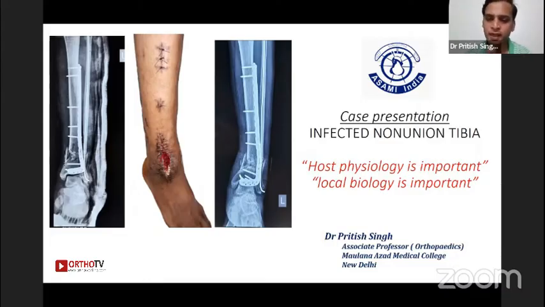with the theme that host biology is also important, as well as local biology is also important for healing of infected non-unions. We do many cases, but I'll focus on these two aspects: host biology and local biology.